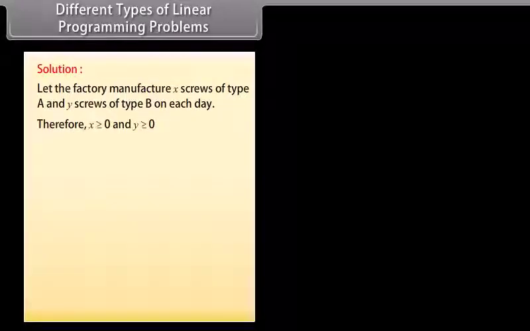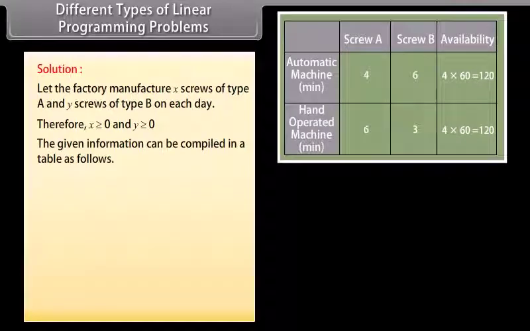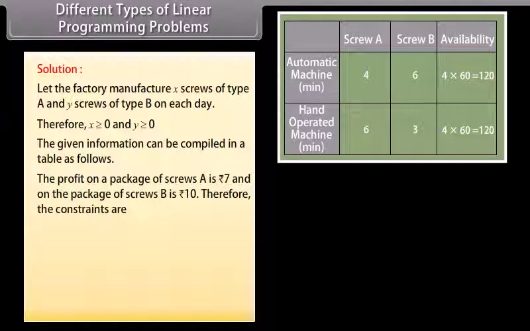Therefore, x is greater than or equal to 0 and y is greater than or equal to 0. The given information can be compiled in a table as follows. The profit on a package of screws A is rupees 7 and on the package of screws B is rupees 10. Therefore, the constraints are 4x plus 6y is smaller than or equal to 240.